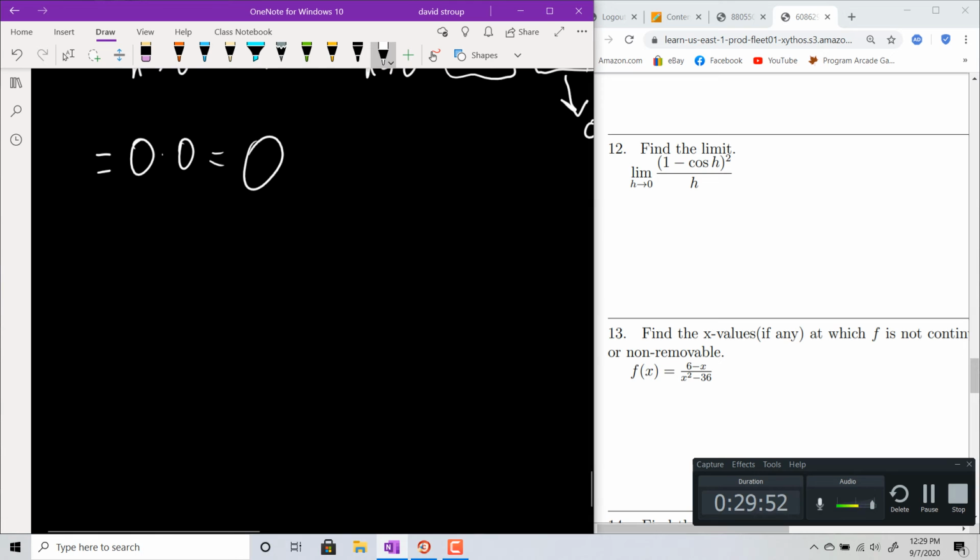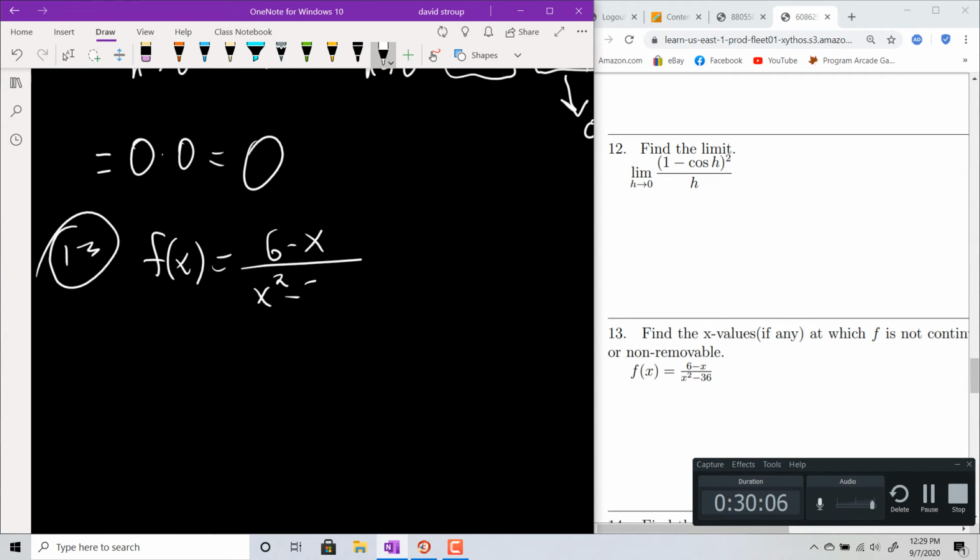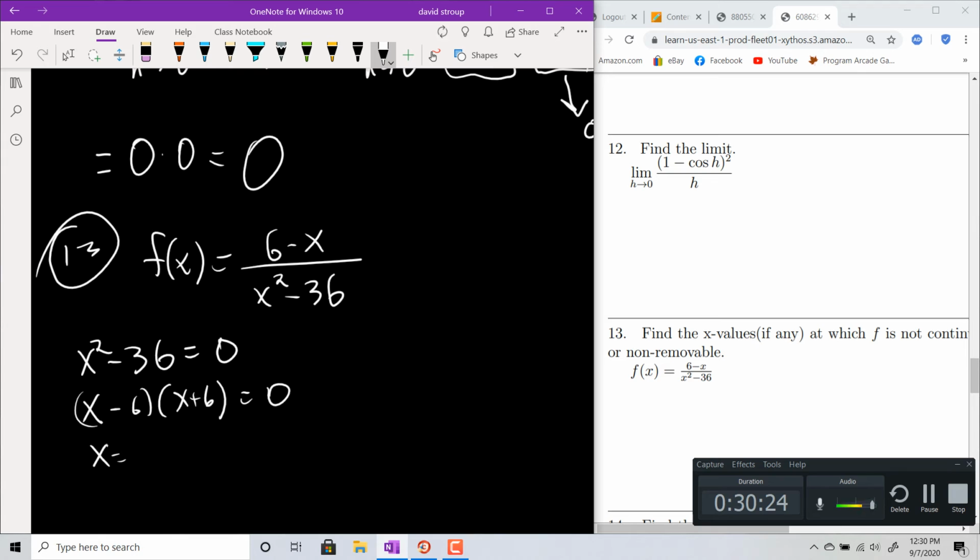Continuity. Usually the continuity issue is when you have division by 0, or maybe you have a piecewise function of some sort. Last year I gave them some of these division by 0 cases. A rational function is not continuous where its denominator is equal to 0. So I take the denominator, set it equal to 0, and I have x minus 6 times x plus 6 equal to 0. Then x is equal to 6, and x is equal to negative 6 for the discontinuities. So there are 2 discontinuities.